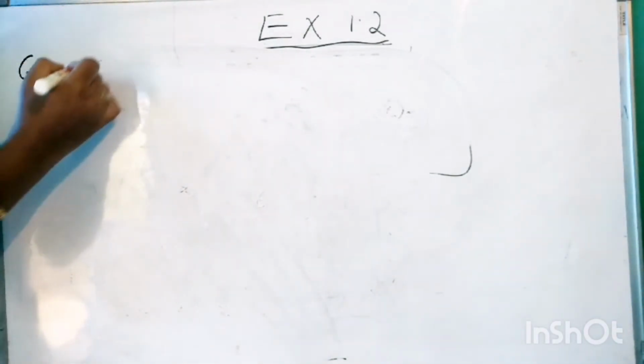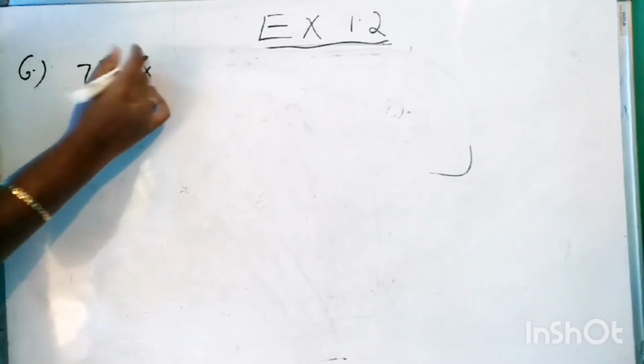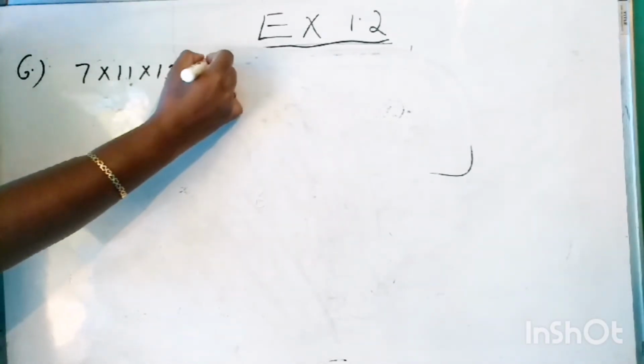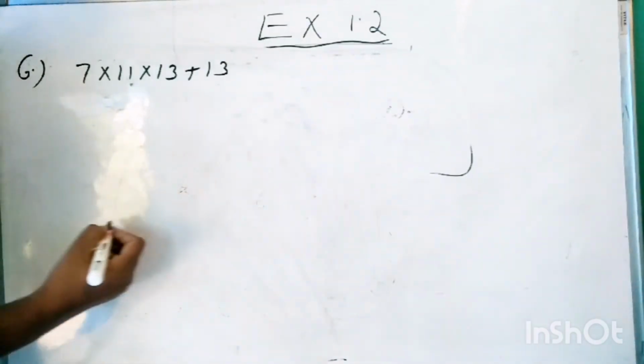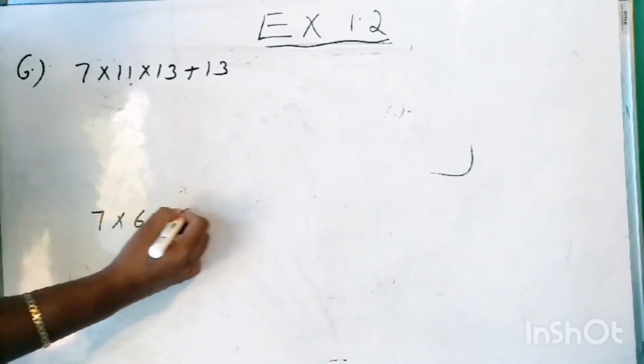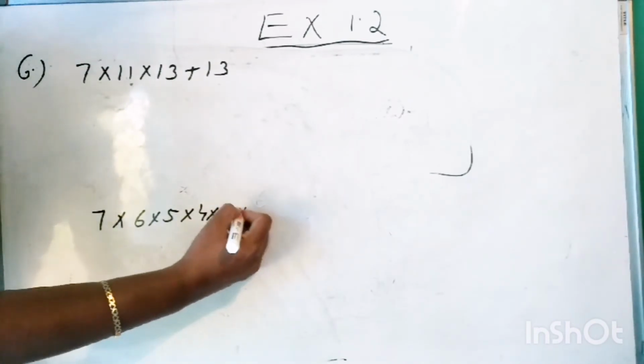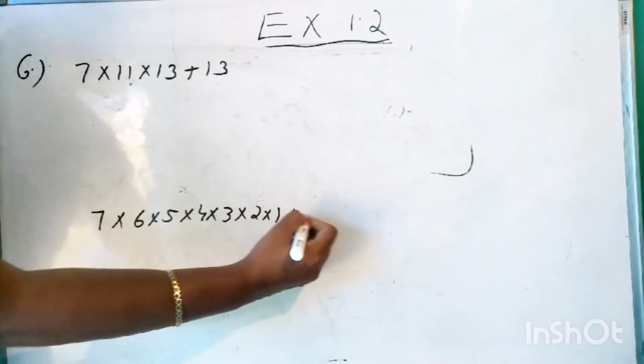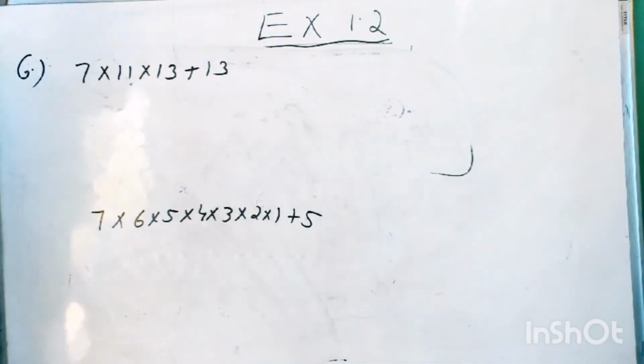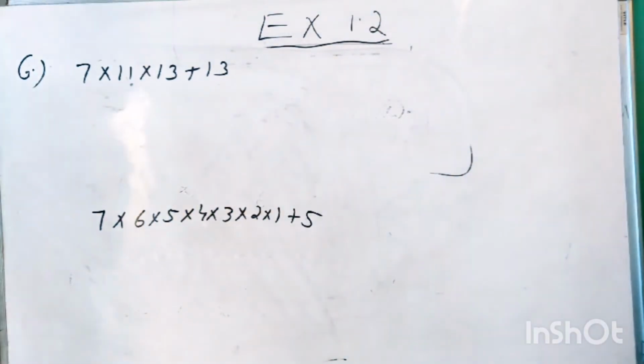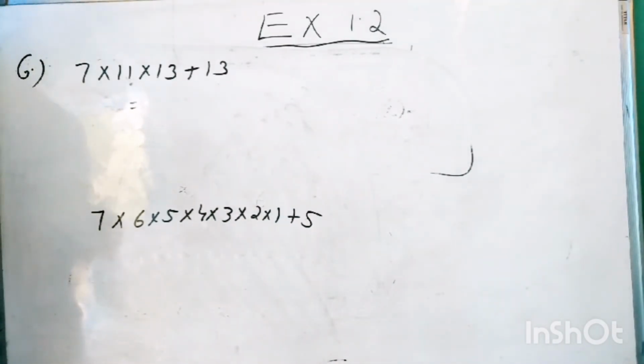Sixth question. Explain why 7 into 11 into 13 plus 13, and 7 into 6 into 5 into 4 into 3 into 2 into 1 plus 5 are composite numbers. Okay, we need to explain why these two numbers are composite numbers. We know that every composite number we can express as a product of prime numbers.